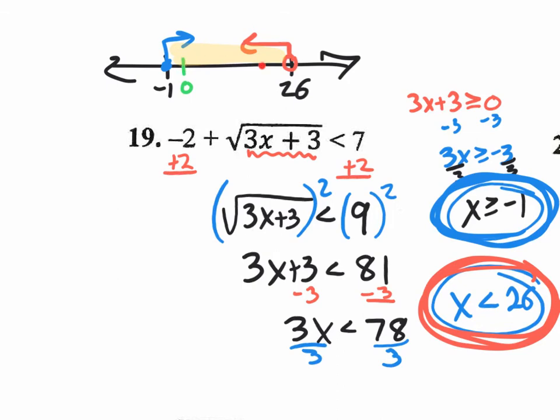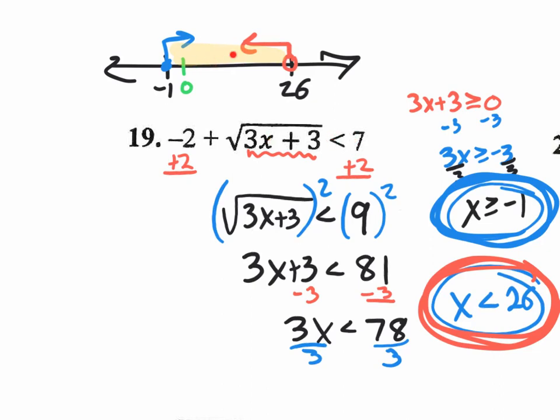If I plug in 0, which is clearly in between, what's 3 times 0? 0. And what's 0 plus 3? 3, okay. It didn't work out that nice, but the square root of 3 is definitely less than the square root of 4, right? So the square root of 3 is definitely less than the square root of 4. It's about 1 point something. So -2 plus 1 point something, that's definitely going to be less than 7. So it does work. Okay.